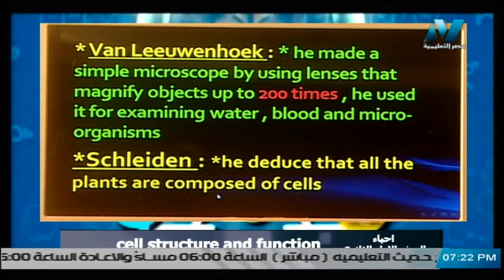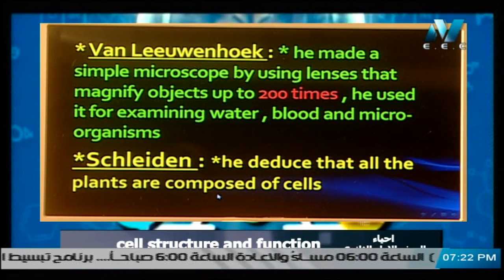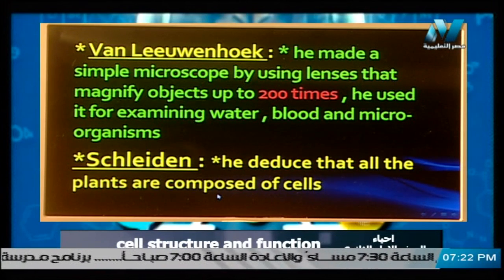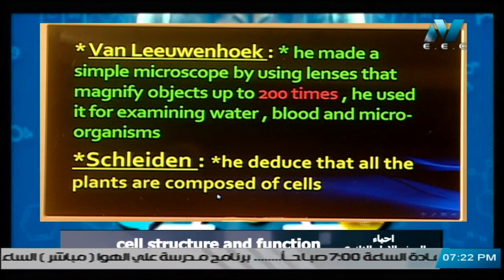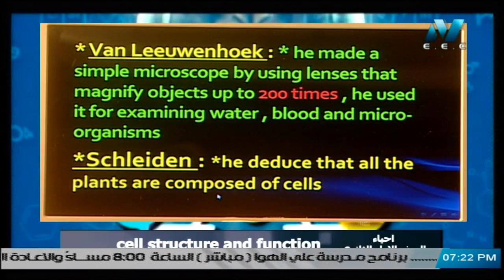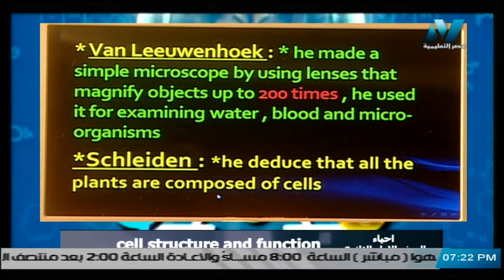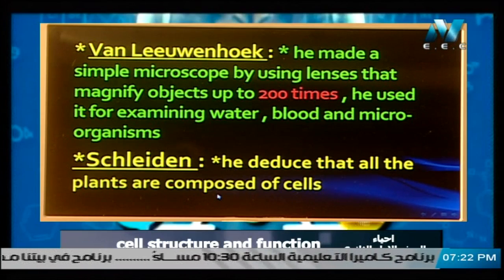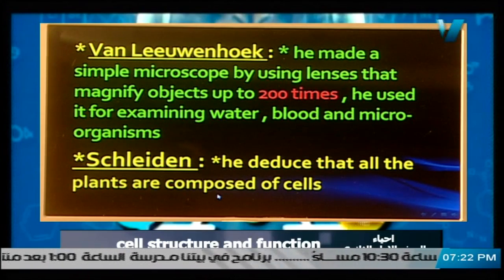The third ones, the biology scientists, started to work on it. The first scientist in biology, Schleiden, a German scientist, was a botanist, kids. He deduced that all the plants are composed of cells. So the first biology scientists are the ones who started the cell theory, and it was Schleiden, who deduced that all the plants are composed of cells.